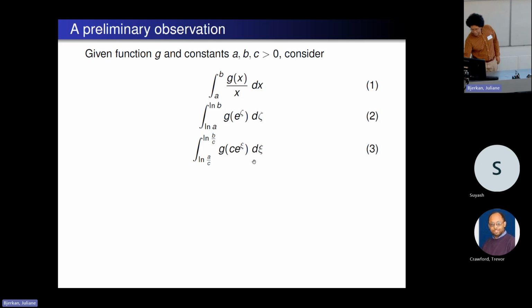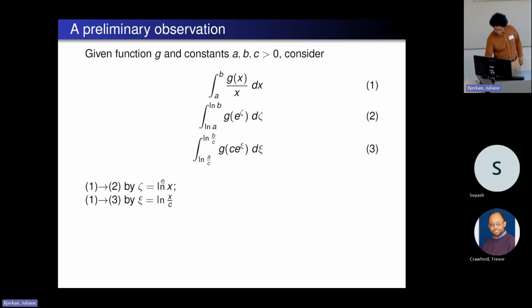got c again here. Now, those of you who are very astute with calculus may have recognized already these three expressions are all exactly equal to each other. So you can get from expression 1 to 2 by zeta equals log of x, and from 1 to 3 by psi equals log x over c. But I said that these are the same value, so the three different expressions for the same value.